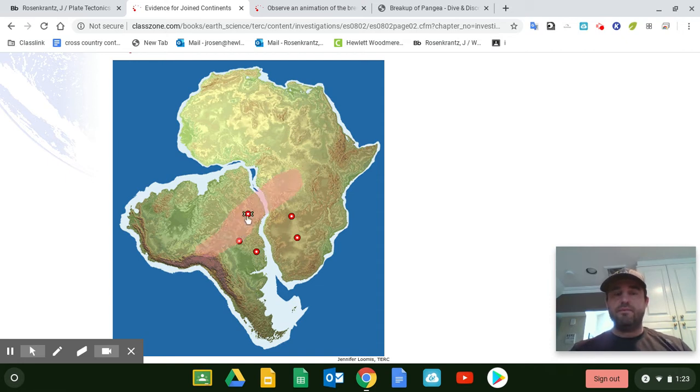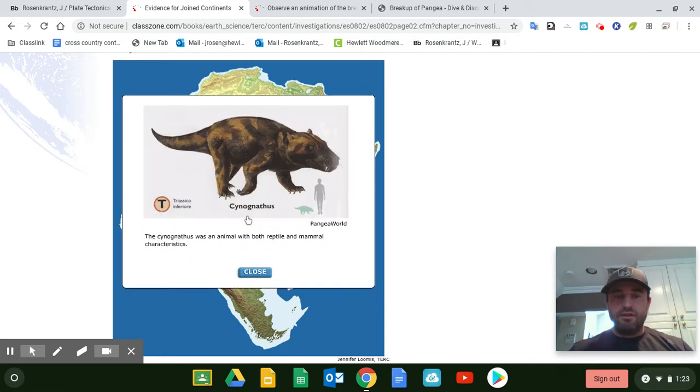So right here is one of the creatures that lived called Cynognathus. Maybe you could pronounce it better than me. This was the size of like an average dog or cat. So look, this is it here compared to a human. It looks much more large and menacing in the picture. So do you think this thing could swim across the ocean? I doubt it.